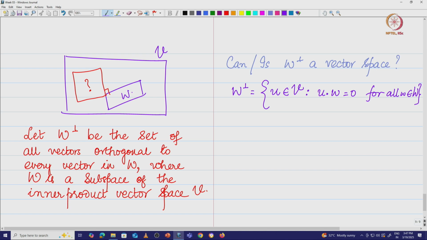So, the first question that I ask is: is W perpendicular non-empty? Because my idea of a vector space itself says it is a non-empty collection of elements closed under vector addition and scalar multiplication, with the 0 vector being present. The answer is an emphatic yes. Why? Because W perpendicular will at least contain the 0 vector, the vector whose components are all 0, which is orthogonal to every vector in W.